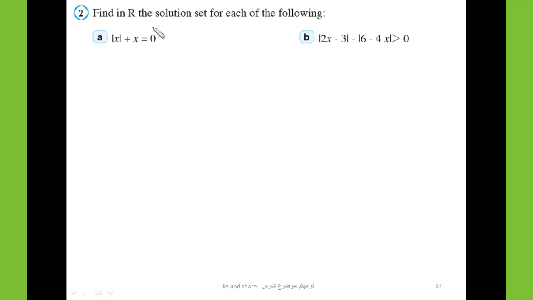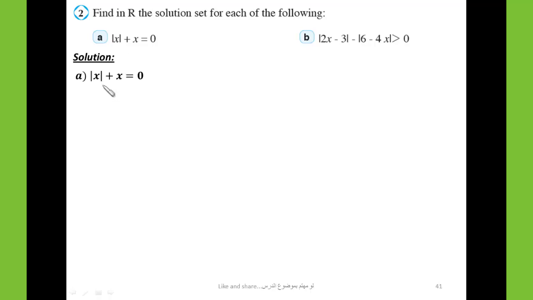Find in R the solution set of each of the following: absolute of x plus x equals 0, and absolute of 2x minus 3 minus absolute of 6 minus 4x is greater than 0. The required here is to find the solution set. The solution set must satisfy the equation. The solution set is the values of x which satisfy the equation.